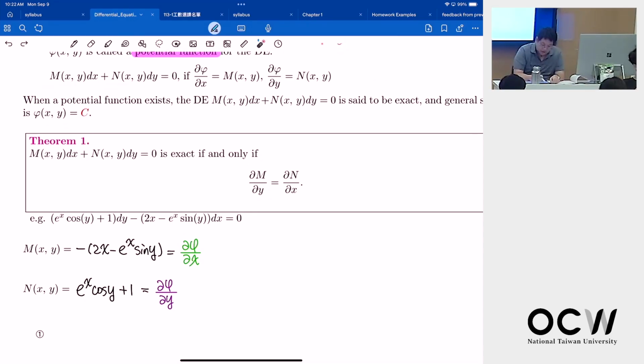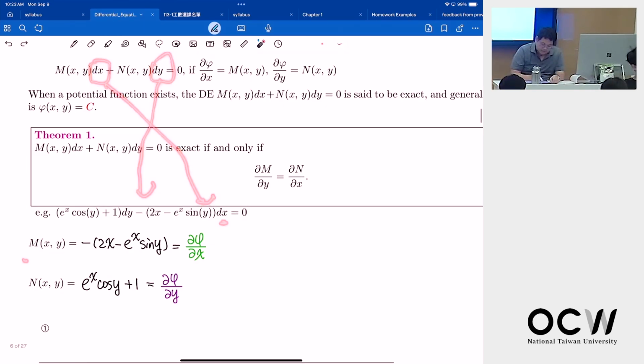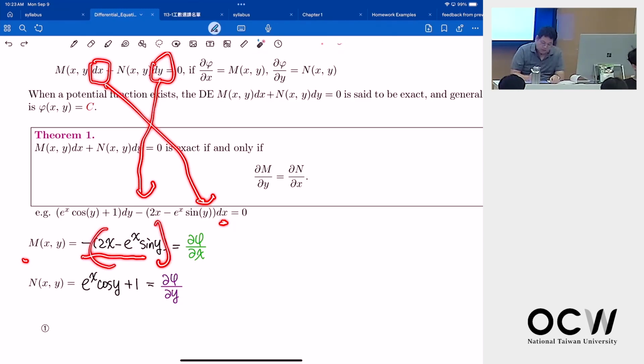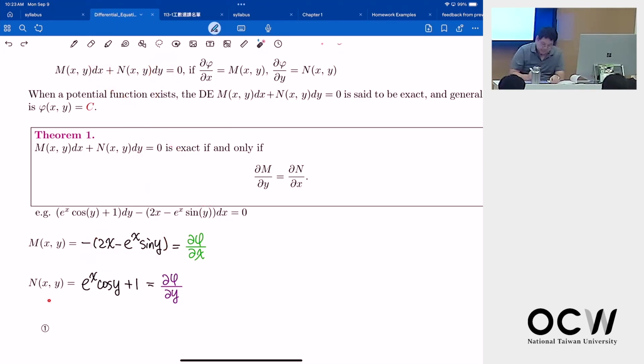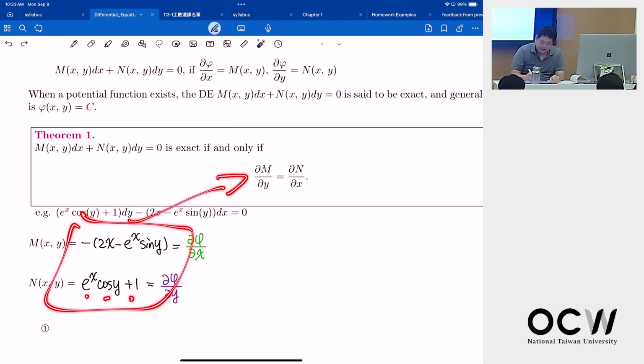So you need to compare it carefully. Okay, so here we know that the coefficient of dx, M, is minus 2x minus e to the x sine y, and also N is e to the x times cosine y plus 1. First, we need to check if it is exact or not, satisfying this equation.